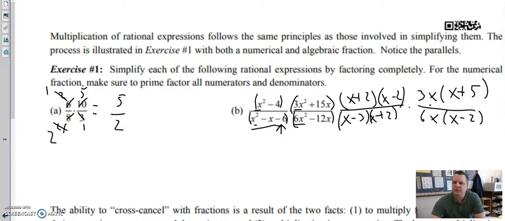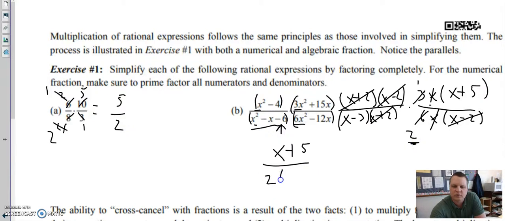Okay, start canceling. X minus 2, x minus 2, x plus 2, x plus 2. 3 goes into itself once, into 6 twice. X is gone, x is gone. In the numerator, you are left with an x plus 5. In the denominator, you have a 2x minus 3. And that is it. That is simplified.